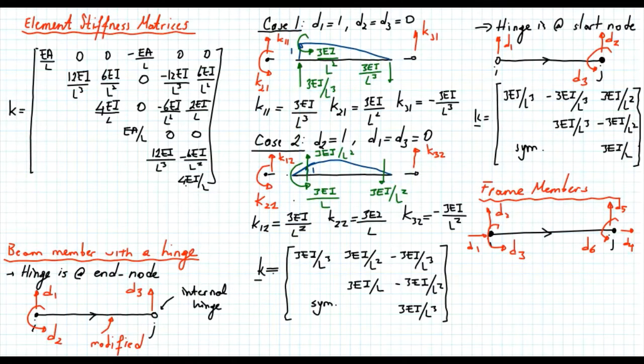As you see, with all these members, we derived all the possible stiffness coefficients that we can see with the elements that we use in structural analysis: the beam members, truss members, and the beam members with hinges at the start node or end node. These have all the possible stiffness coefficients. So while analyzing a structure, all we have to do is take the correct coefficient from the element stiffness matrices and put it into the structural stiffness matrix.